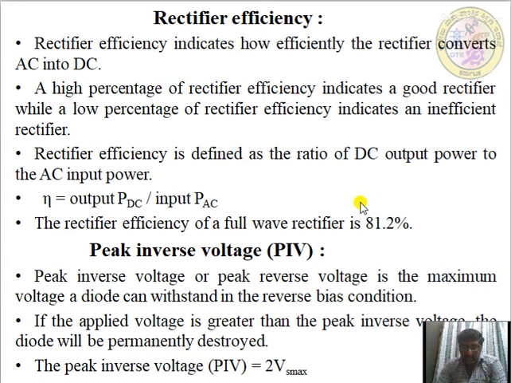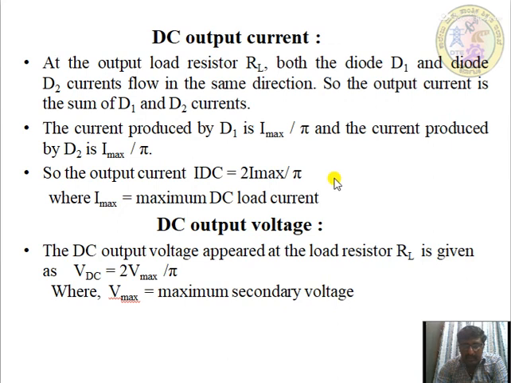If the applied voltage is greater than the peak inverse voltage, the diode will be permanently destroyed. The peak inverse voltage PIV is equal to 2 Vs max. The DC output current flows at the output resistor RL, and both diodes D1 and D2 conduct current at the same time. So the output current is the sum of the D1 and D2 currents, and the current produced by D1 is Imax by pi, and the current produced by D2 is Imax by pi.